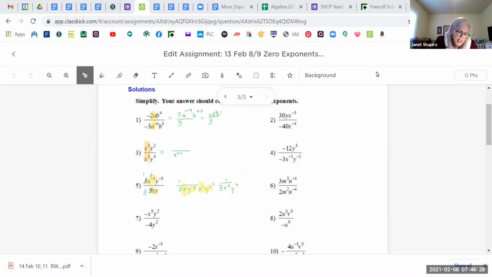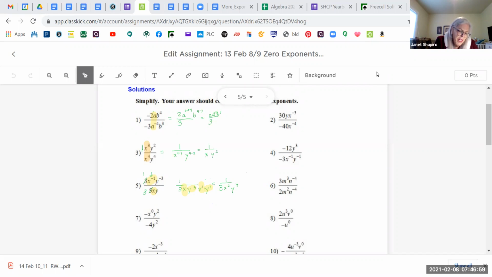And my y's, there's more in the denominator. So my answer will stay in the denominator, and that will be 4 minus 2. Sorry, I wrote that backwards. There's a hidden 1 up there, so that's how I still have that 1 in the numerator. And then I would get 1 over x, y squared.